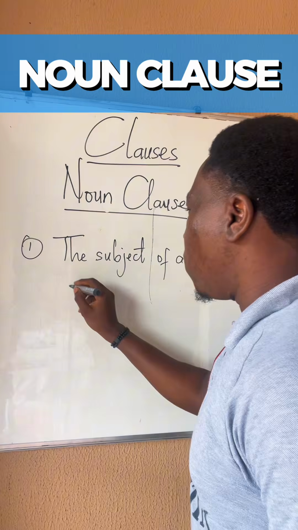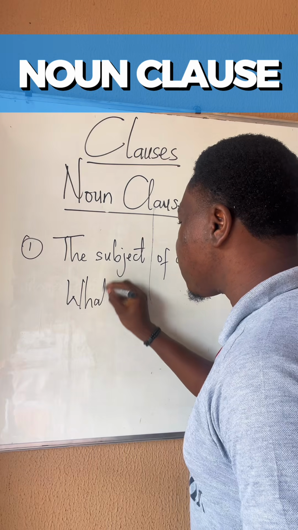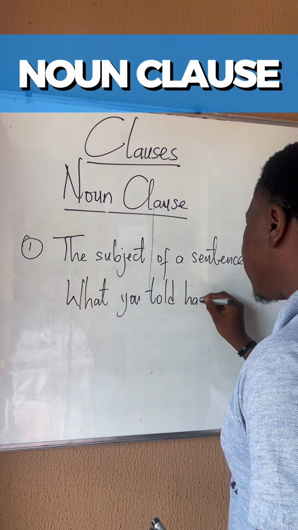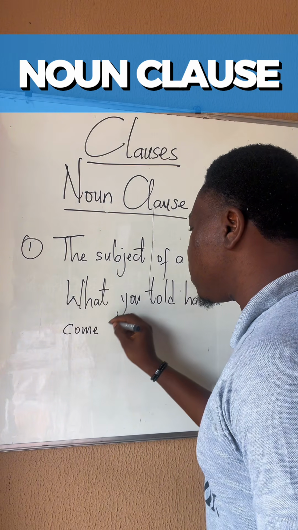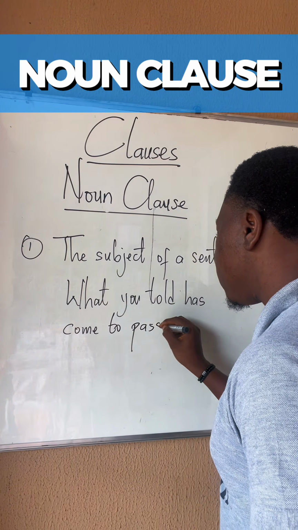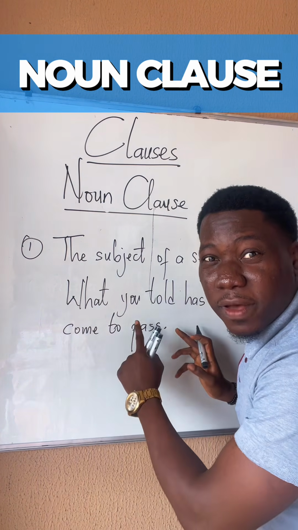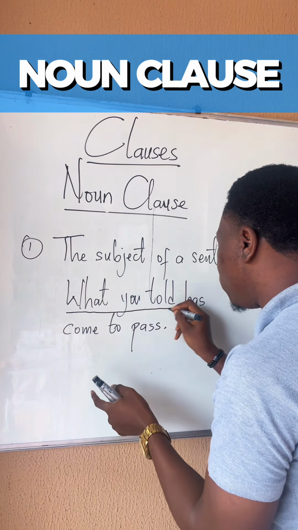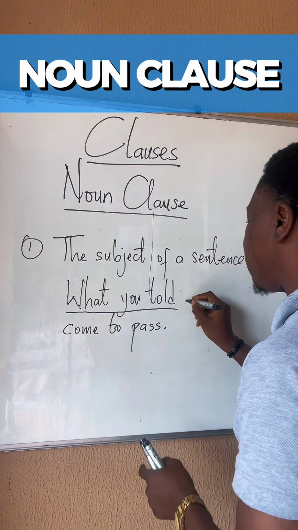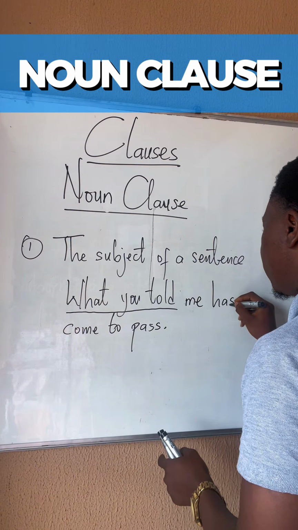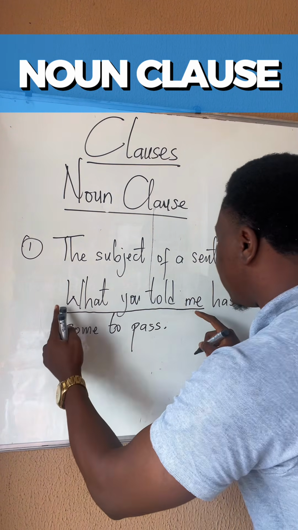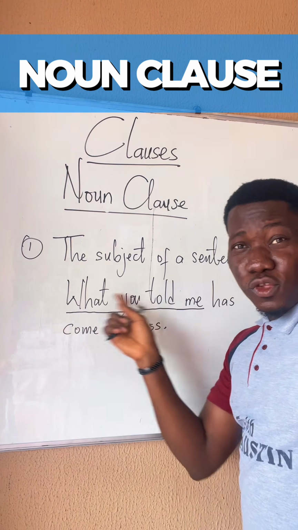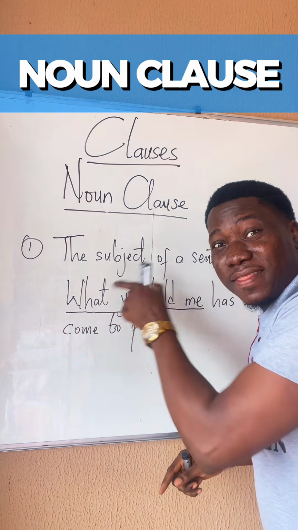Examples. What you told me. What you told me has come to pass. Something has come to pass. What thing? What you told me. So what you told me, this thing here, has come to pass. What has come to pass? This thing, what you told me, acting as a thing, representing a thing, an idea.